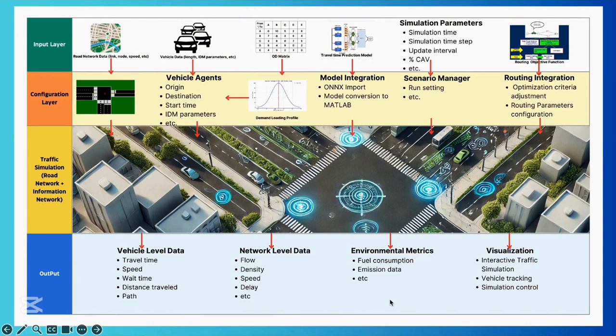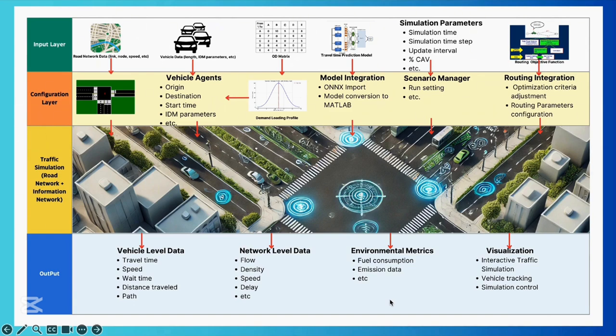In this layer, users provide the core simulation data, such as road network information, link and node data, speed parameters, and other essential traffic data. Additionally, users input vehicle-specific details like IDM parameters, vehicle link information, emission data, and emission models tailored to each vehicle.